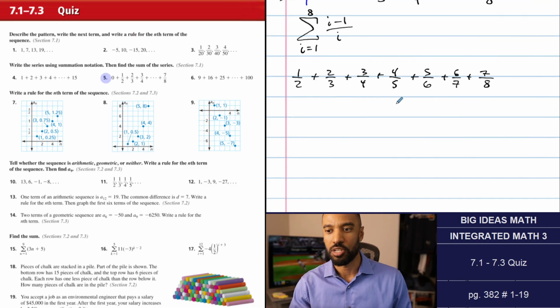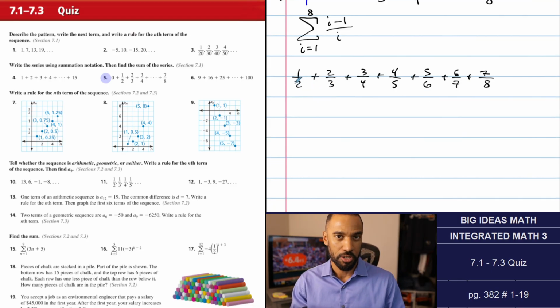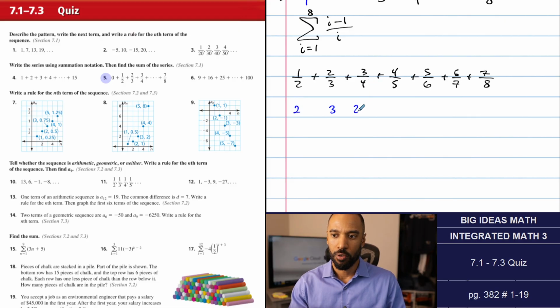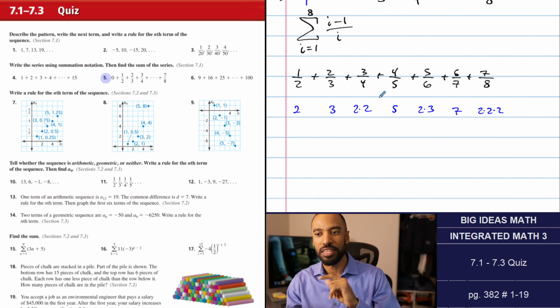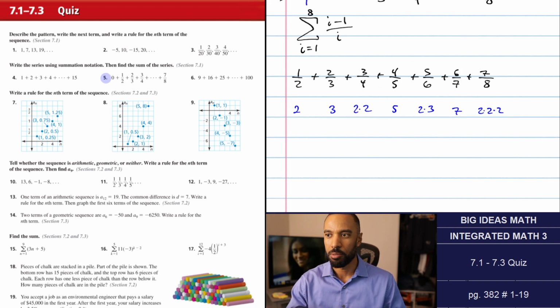I'm going to find the least common denominator of all of them by breaking each number up into its primes. Now, 2 is just the number 2, and 3 is 3. 4 is 2 times 2. 5 is 5. 6 is 2 times 3. 7 is 7. 8 is 2 times 2 times 2. What you'd have to do is find everything that's missing in the other terms for this to work out.